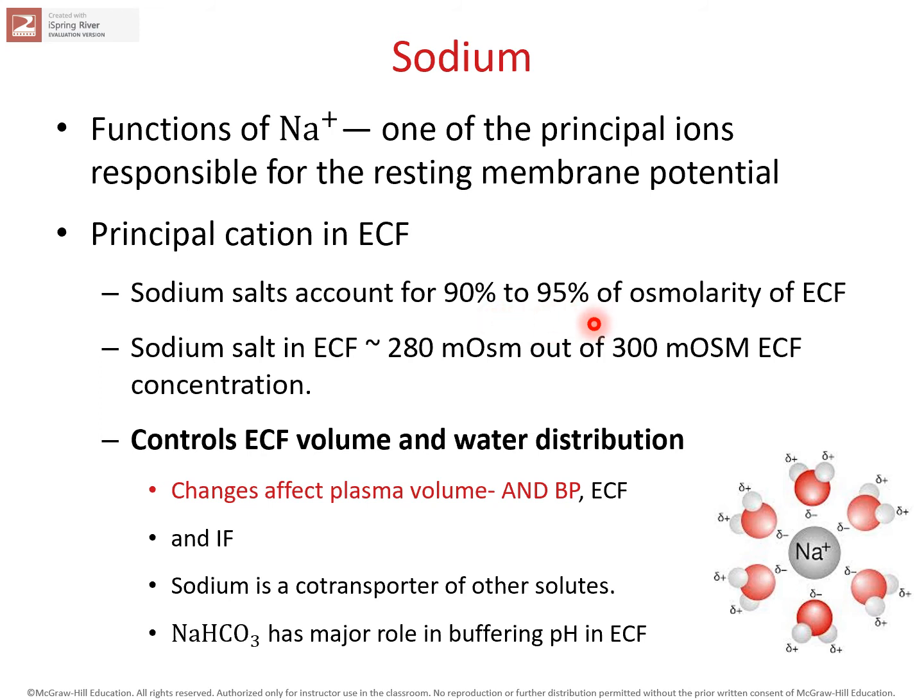Okay, so the normal osmolarity of the extracellular fluid is about 280 to 300 milliosmol, and most of the osmolarity is due to the dissolved sodium salts in the blood. And controlling the extracellular volume and water distribution in the blood plasma is largely governed by the concentration of sodium in the plasma.